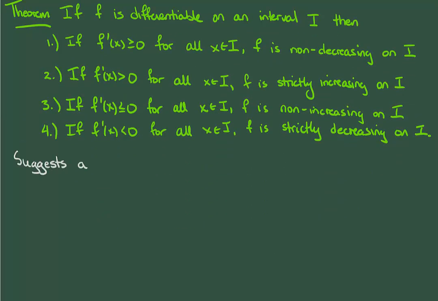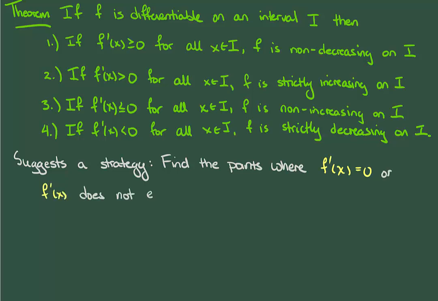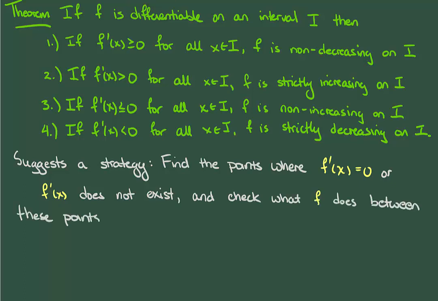This suggests to us the following strategy. Let's find where the derivative is equal to 0 or does not exist, since these are the only places where the sign of f prime could possibly change. Between these points, the sign of f prime must remain constant, so we can then determine whether f is increasing or decreasing by checking the sign of f prime on the intervals created by these points.